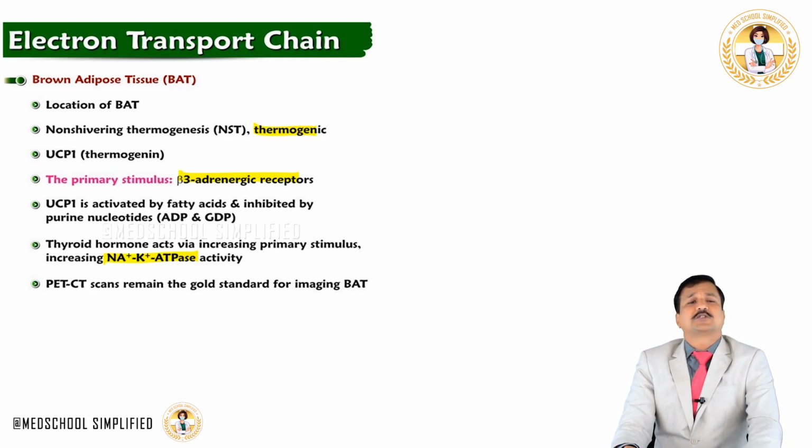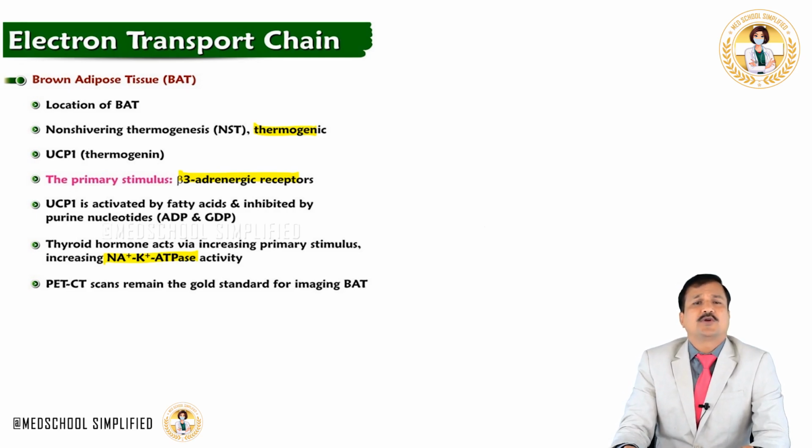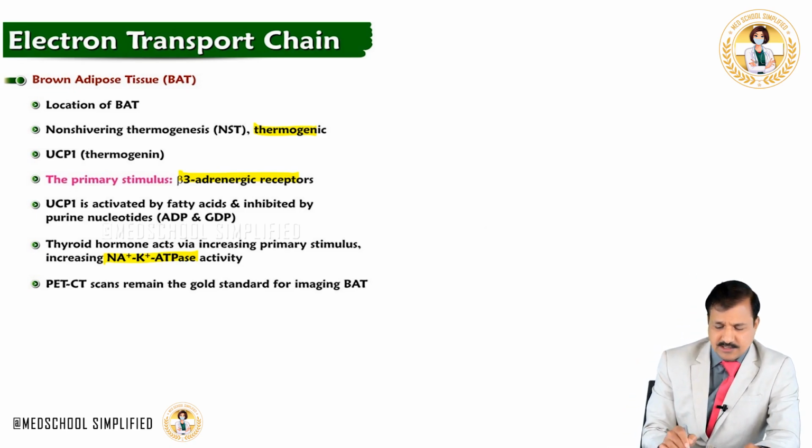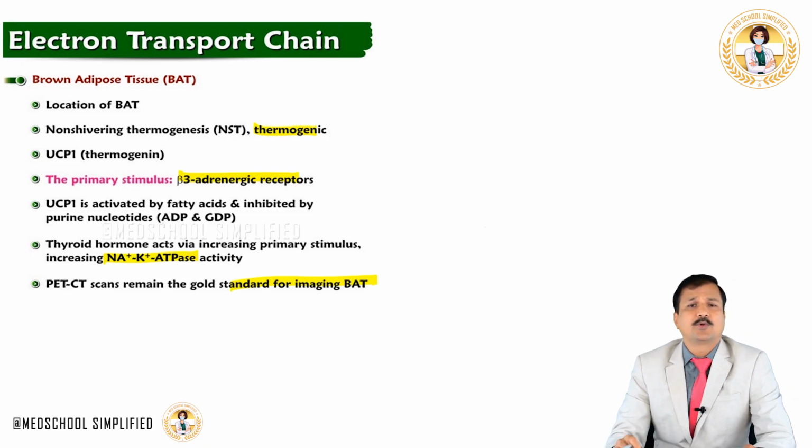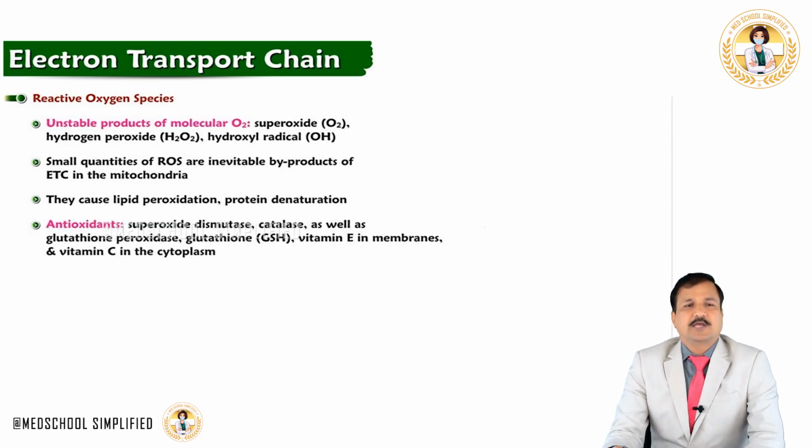Now, how to measure brown adipose tissue? Brown adipose tissue is measured by PET scanning, which is the gold standard imaging technique for brown adipose tissue. Now let me explain briefly about reactive oxygen species. Reactive oxygen species are also referred to as free radicals, and these are highly unstable products of molecular oxygen. Examples are superoxide, hydrogen peroxide, and hydroxyl radical.